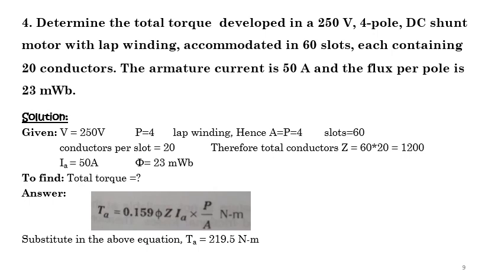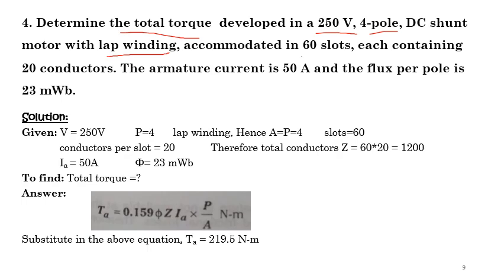Fourth question. Determine the total torque developed in a 250 volt, 4 pole DC shunt motor with a lap winding accommodated in 60 slots, each containing 20 conductors. The armature current is 50 amps and the flux per pole is 23 milliweber. So what details are given? You have to find out the total torque. That means Ta has to be found out. V is equal to 250 volt, P is equal to 4. DC shunt motor with lap winding, that means A is equal to P.